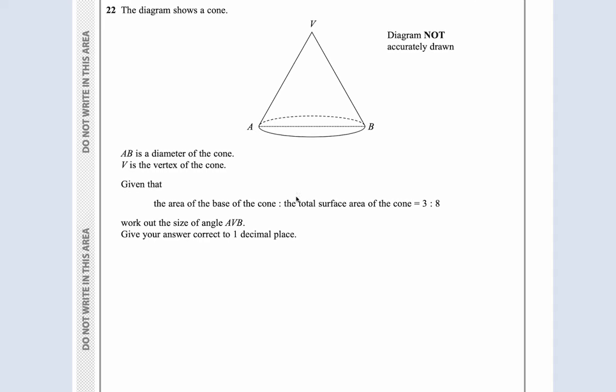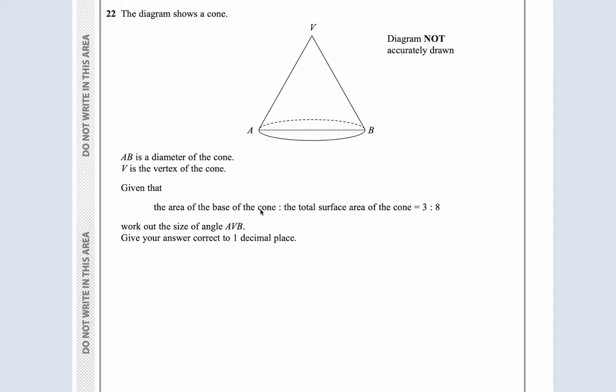Okay, question 22. Okay, warning, guys. This question is hard. The diagram shows a cone. AB is the diameter of the cone. V is the vertex of the cone. Given that the ratio of the area of the base of the cone to the total surface area of the cone is 3 to 8. Work out the size of angle AVB.